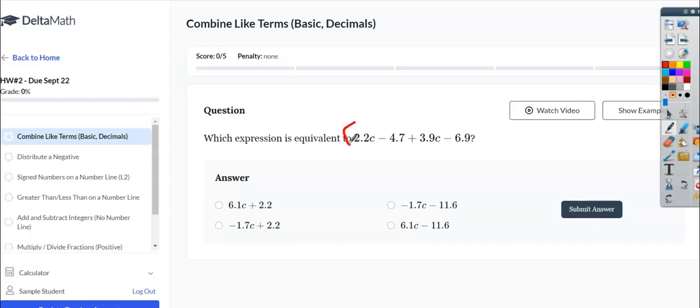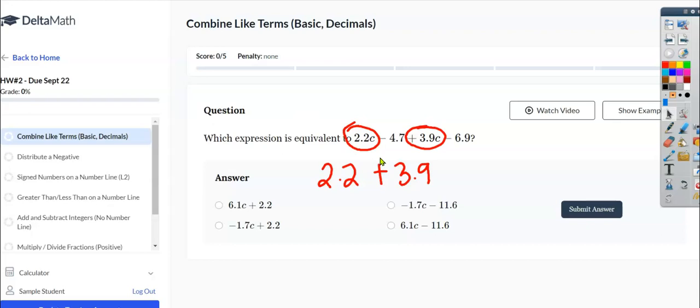So you'll notice here when I circle in red that both of those items contain the variable c. So I'm going to ignore that letter for now. I'm going to compute the math for these two numbers. So 2.2 and 3.9. I'm going to add those together. I can either do it mentally or I can do it on a calculator.